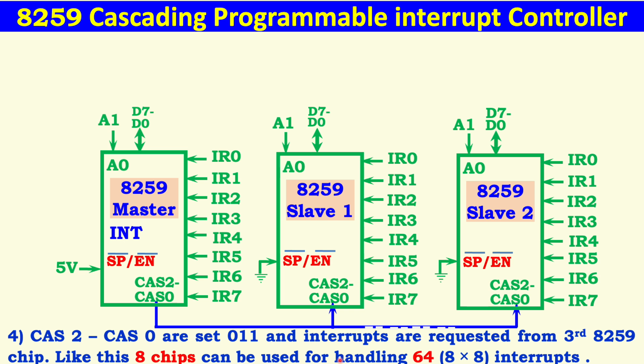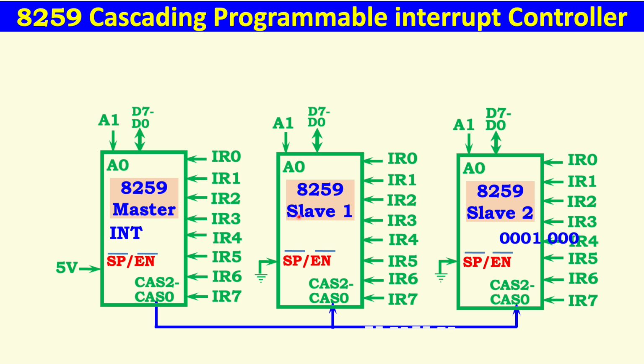Now you can observe what I explained to you. We can set cascade 0, 1, 1 so that we can take the request from the third chip. Like that we can connect any number of chips. I gave the example here of 3 chips. We can connect 8 chips. So 8 by 8 interrupts can be handled by the 8259.